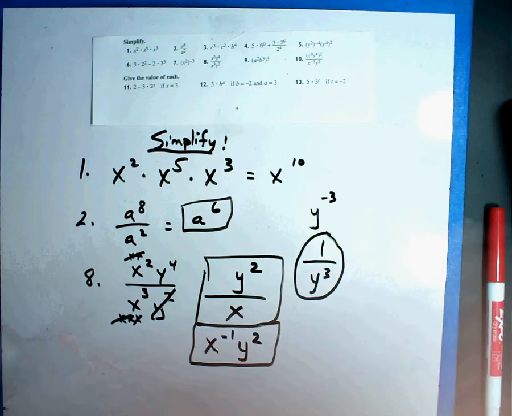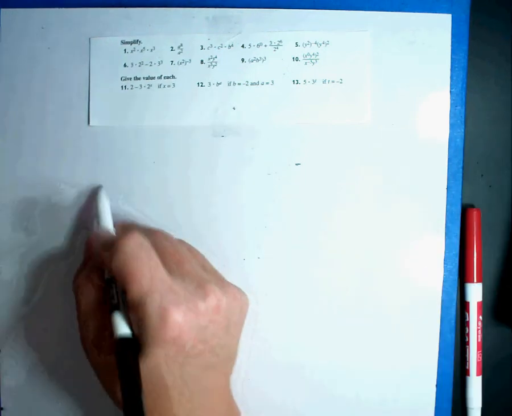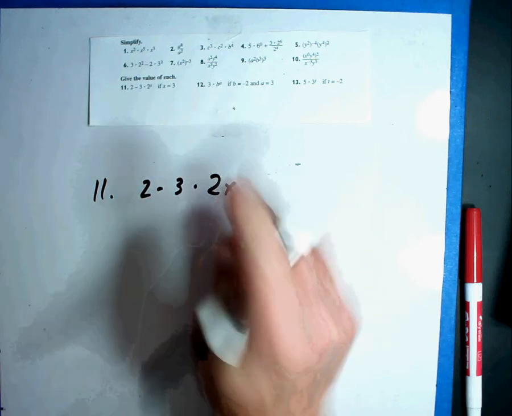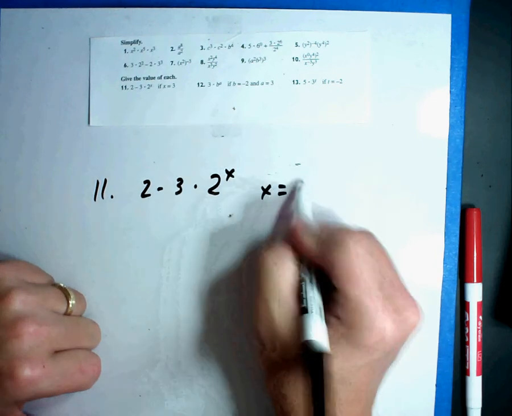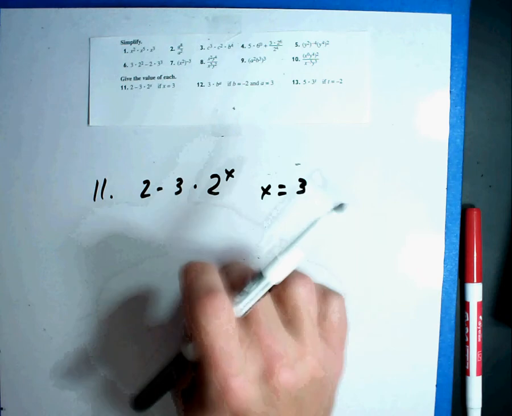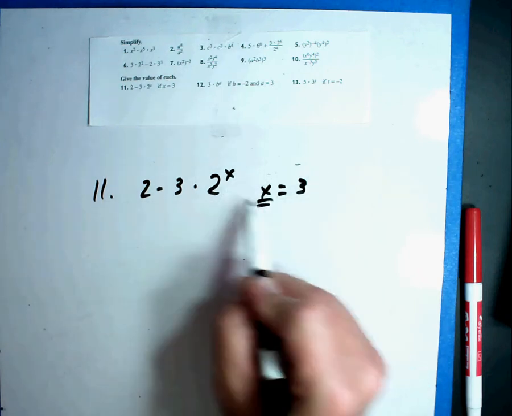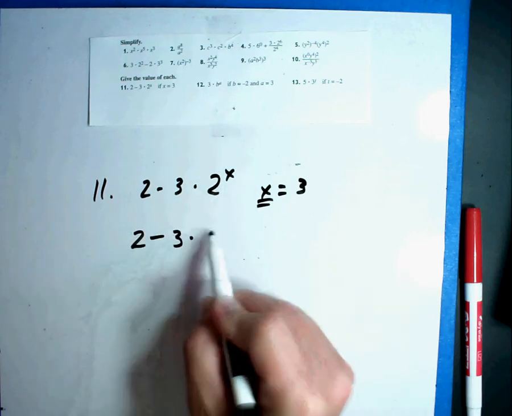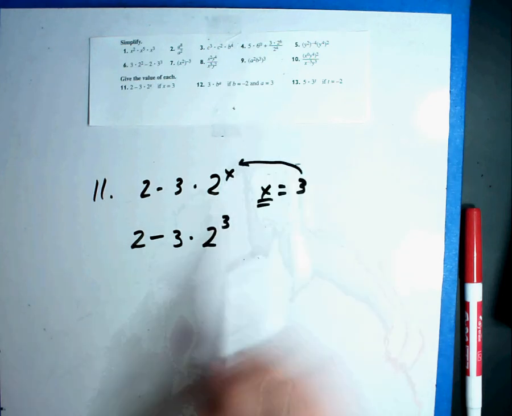Okay, let's try one more together, then we'll be done. Let's try question number 11. In question number 11, 2 minus 3 times 2 to the x, oops, wrote it wrong, 2 to the x, and they said if x equals 3. In a question like this, they're telling you what number to put in for x. And so your x value is going to be a 3. So it's 2 minus 3 times 2 to the power of 3. So you're just putting that number in that spot right there.